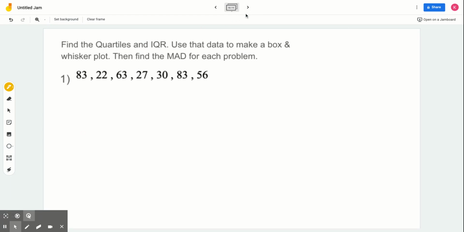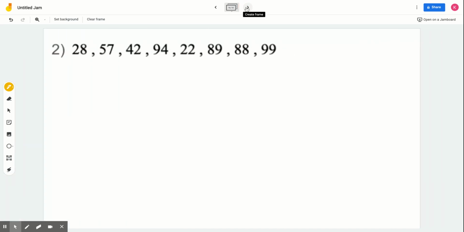I'm going to start by doing number 2 with you, and then we're going to go back and you're going to try number 1 on your own. So the directions say find the quartiles and IQR. Use that data to make a box and whisker plot, and then find the MAD for each problem. So let's start by listing the data in order from least to greatest. So we're going to list these pieces of data from least to greatest.